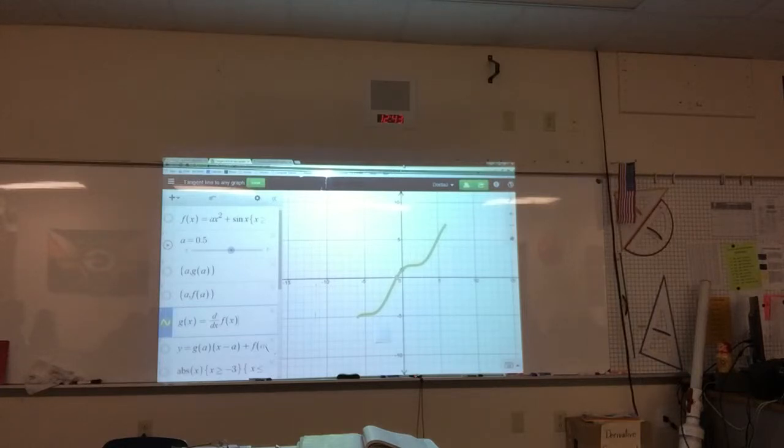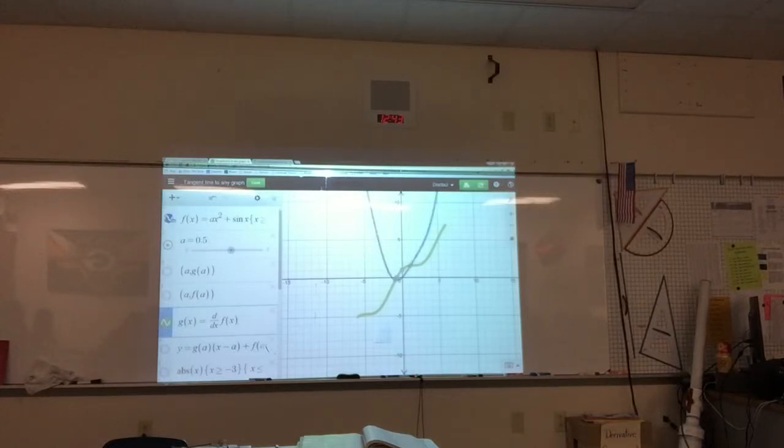It should be increasing from this point all the way over to this point. Can you tell where the function is decreasing? From over here to over here. Is this point a maximum or a minimum? At x equals negative 1-ish. It's a minimum. Now watch this.